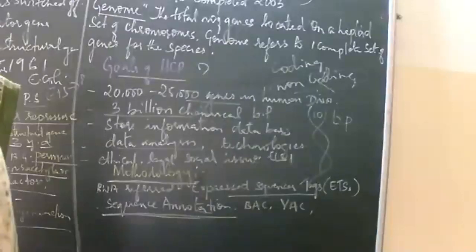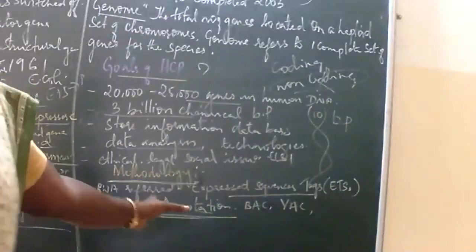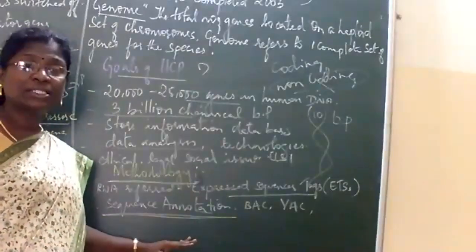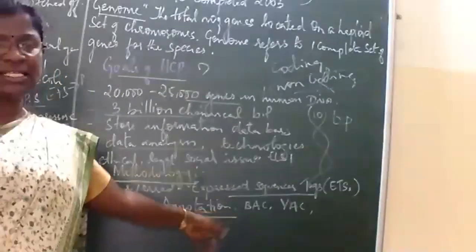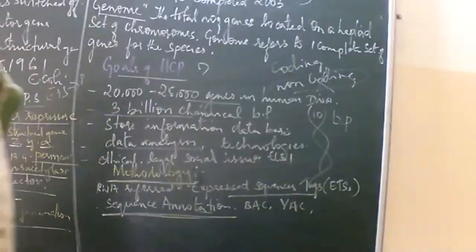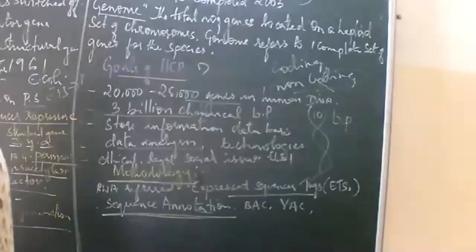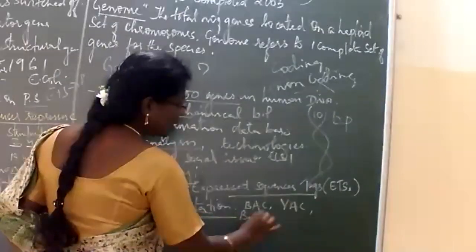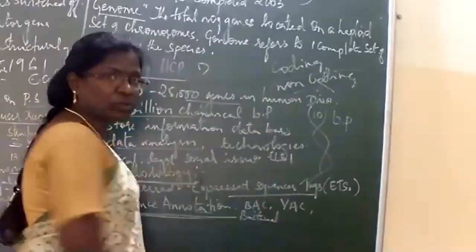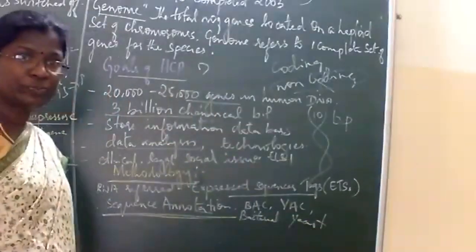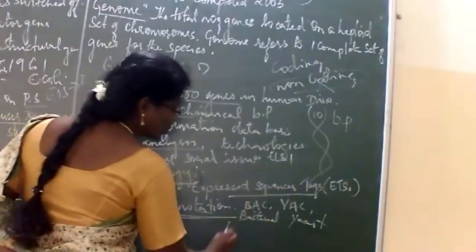So here, the commonly used hosts: what organisms are we using in this methodology? One is bacteria, next is yeast. We are using bacteria and yeast as hosts for the sequencing, with vectors such as the bacterial artificial chromosome or the yeast artificial chromosome. So we are taking these organisms as hosts.